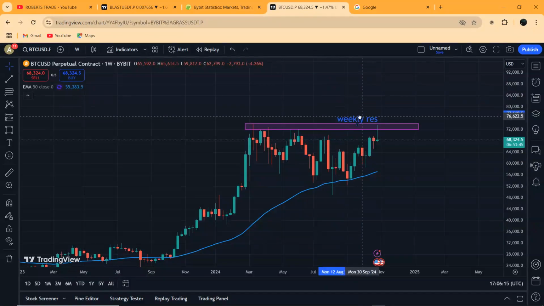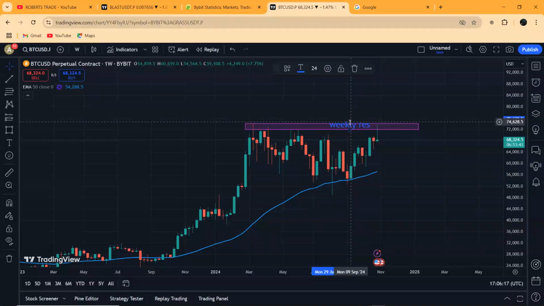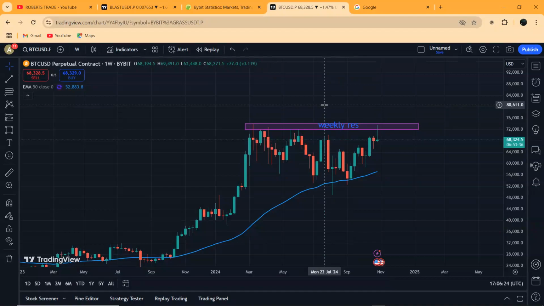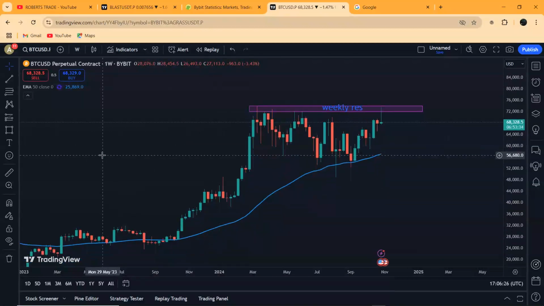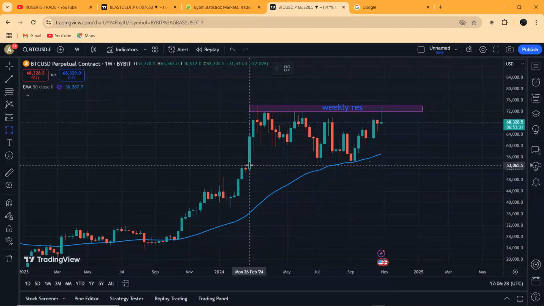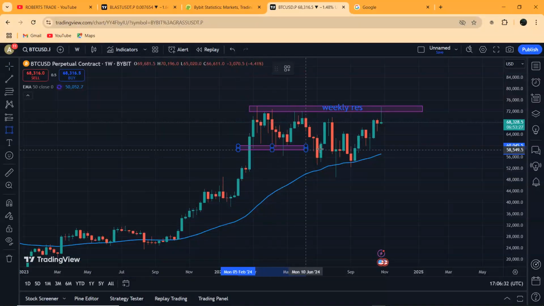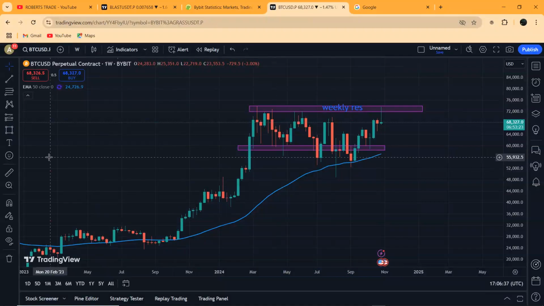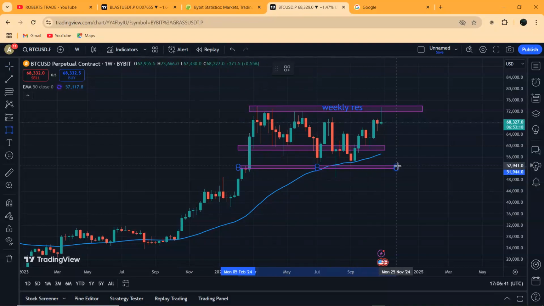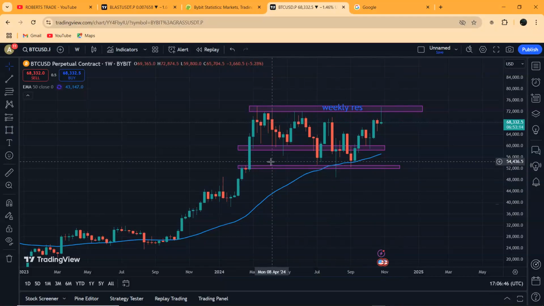So this is what you will do. You will place it on the triangle you draw. And also you have to draw your weekly resistance. So we have different supports here that we'll be drawing. So this one support and the one below is another support. This is another support. All right.